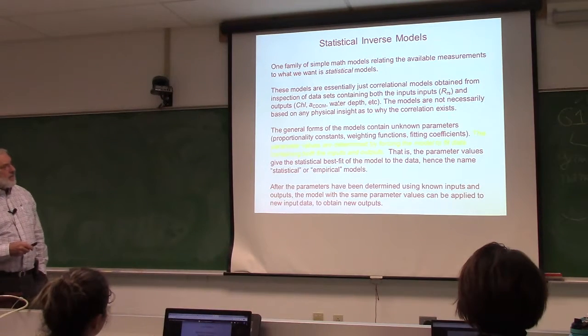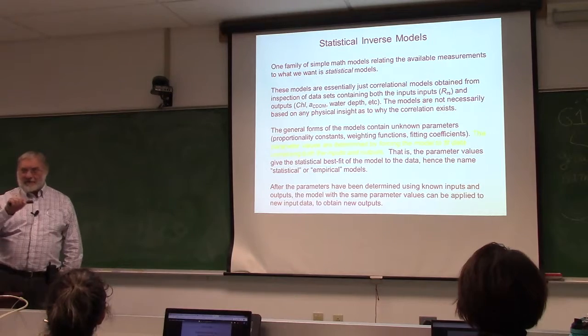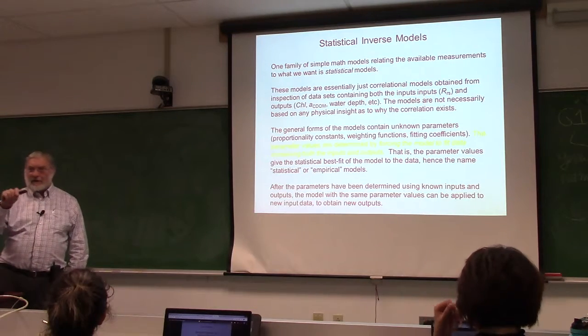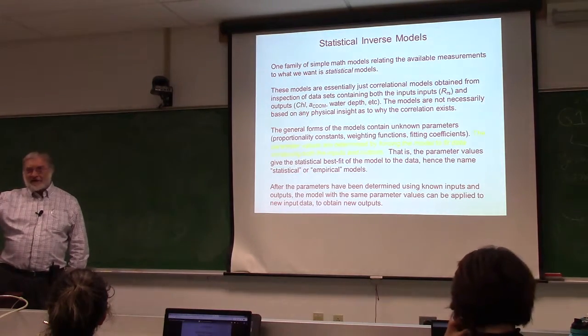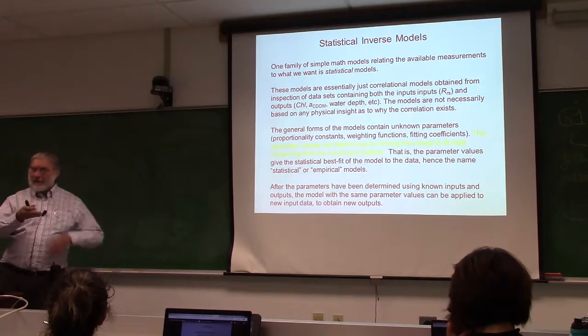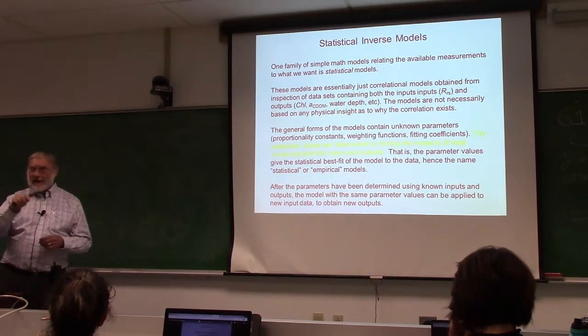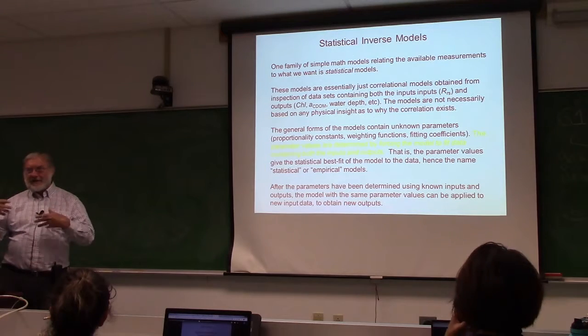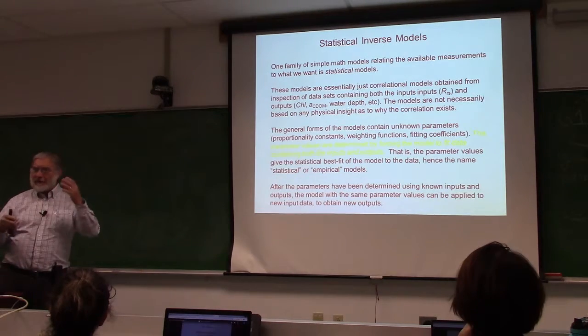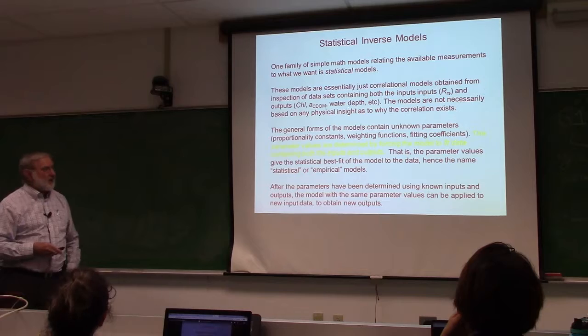When you do that fitting, let's say it was a trivial case, you were going to fit chlorophyll to AX plus B, and X is RRS. Then you fit that data, you get the best fit, and that determines your A and B. Then you've got a function where you can plug in RRS and get back chlorophyll.